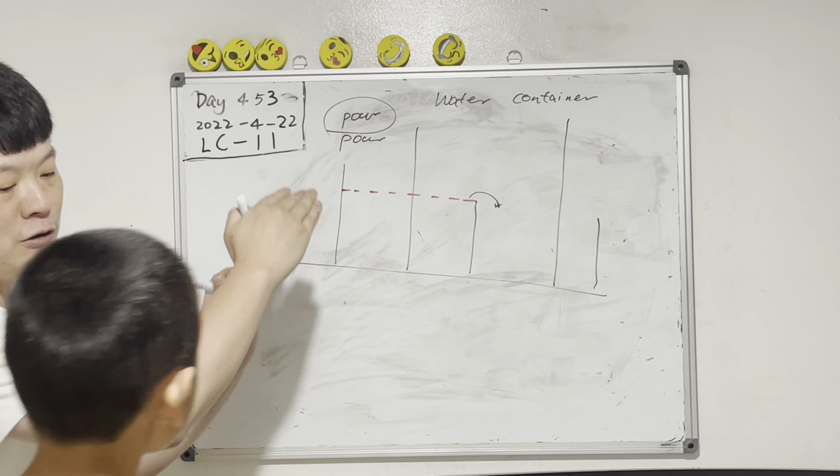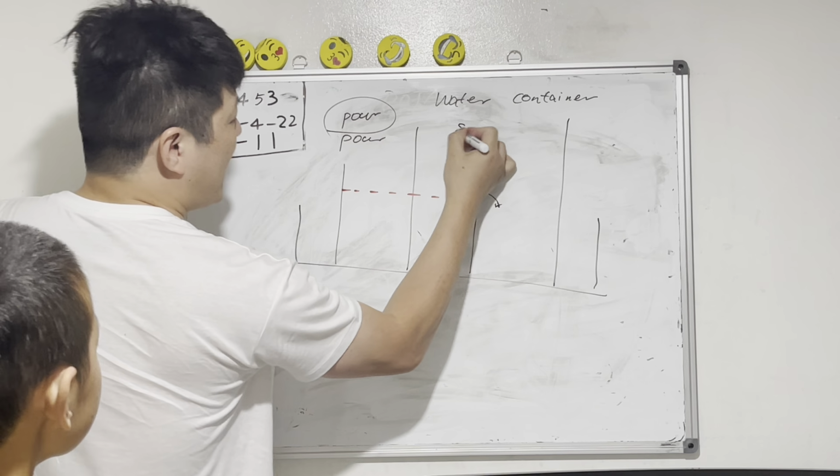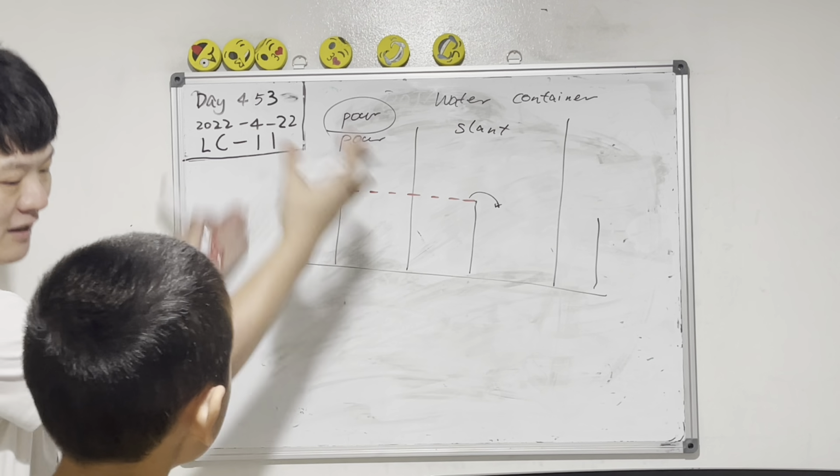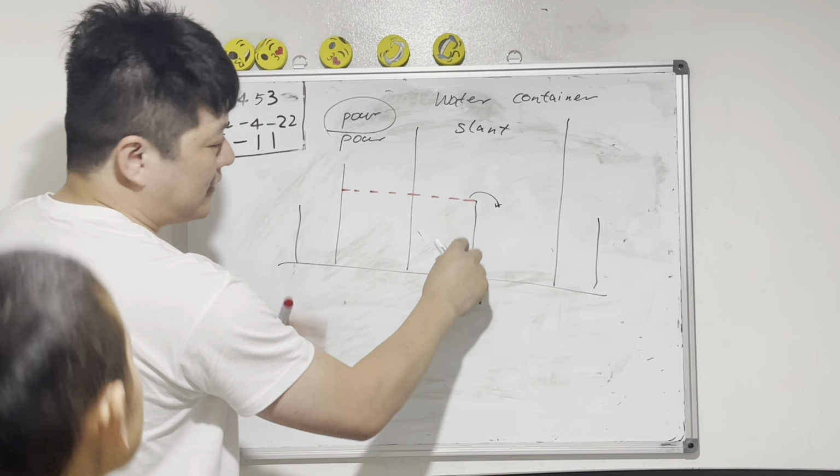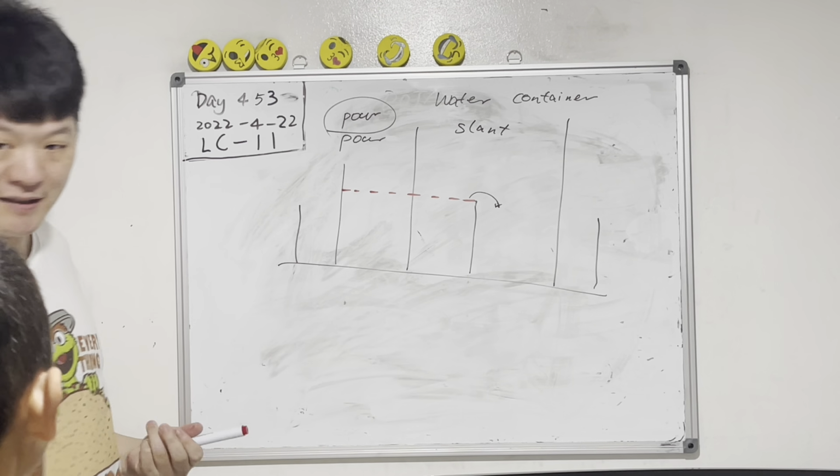And you are not allowed to slant the container. So you put the water in, and the volume is determined by the lower bar. Does it make sense?